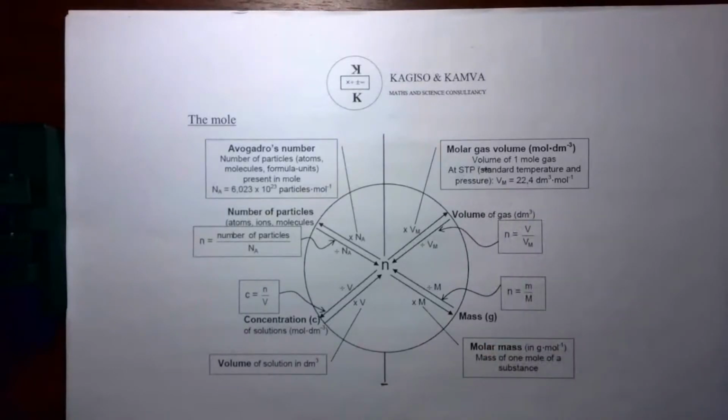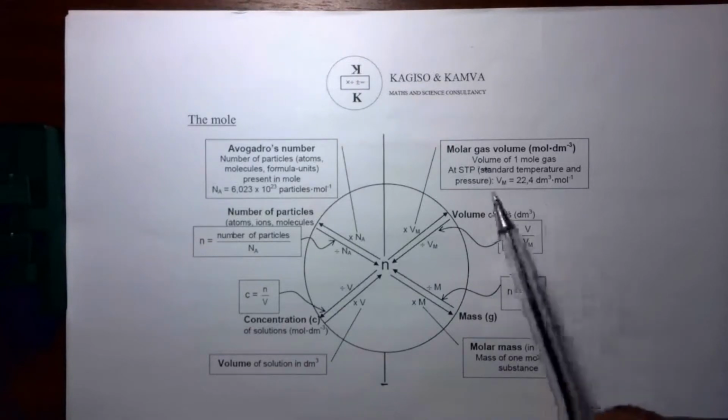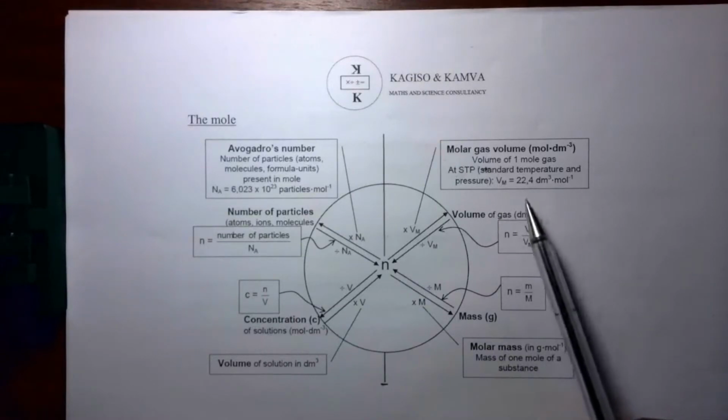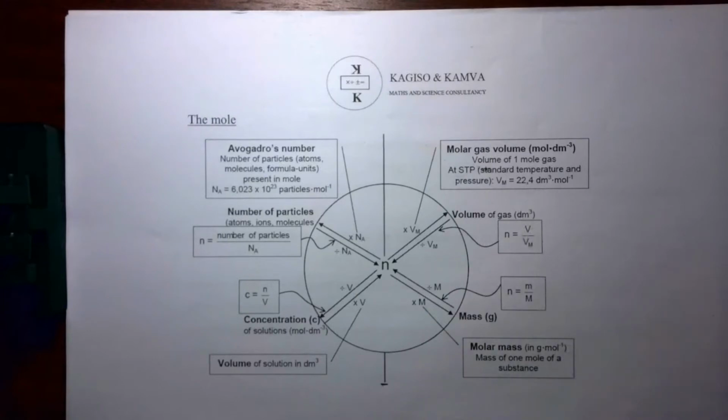When the conditions are not at STP, we cannot use the molar volume of 22.4, but the molar volume of that particular gas at those conditions will be provided to us.